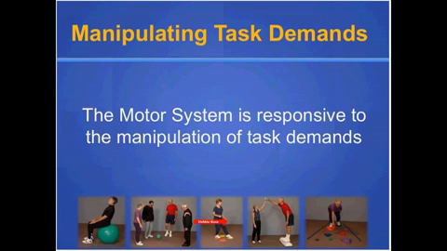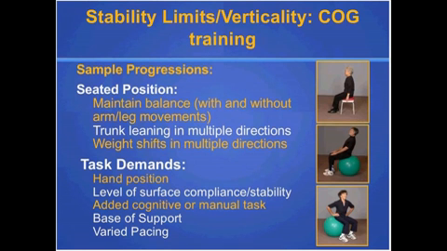We can also work on reaching activities, and here you see a combination of both changing the environmental constraints and the task demands. So clearly a higher level of progression for the client who's standing on a reduced surface that is compliant while reaching for an object in front. And again, as we work on that center of gravity control training, we see here that the client is moving through space and bending down to pick up objects as they move through an area of objects. So stability limits and verticality can be enhanced through the COG training component of the program.